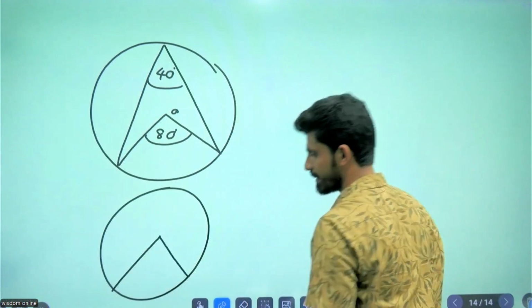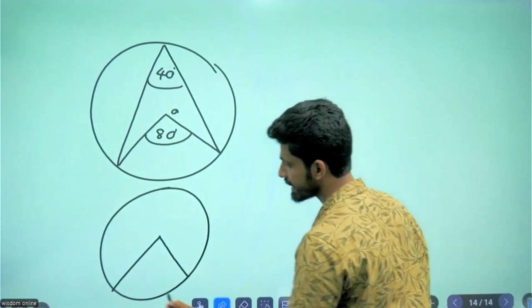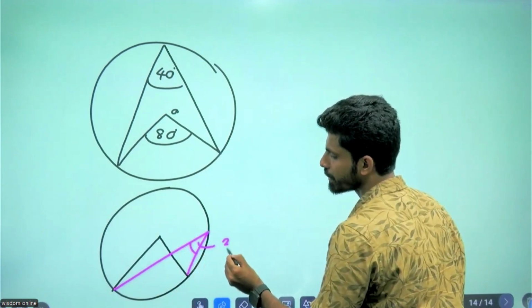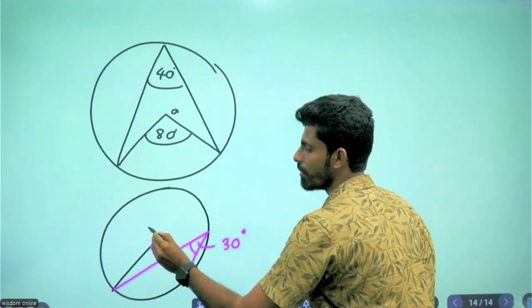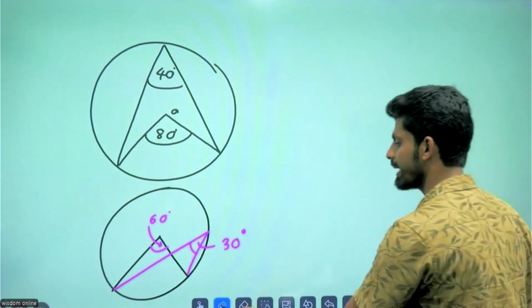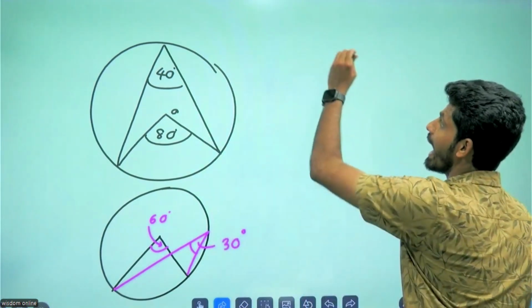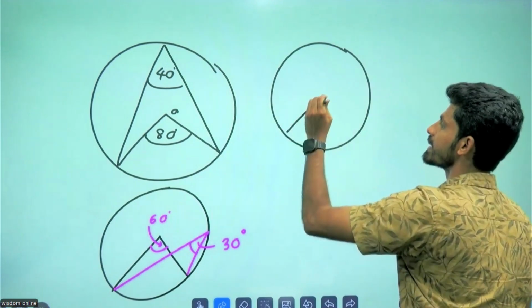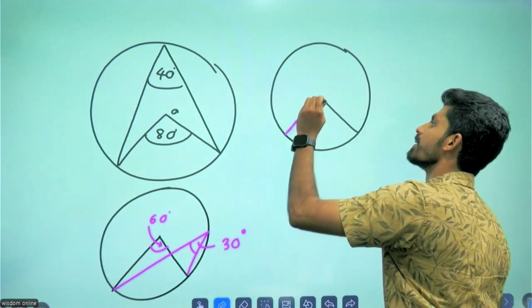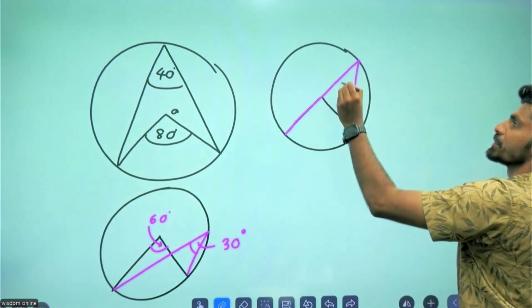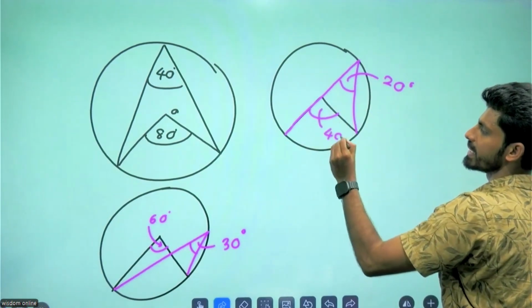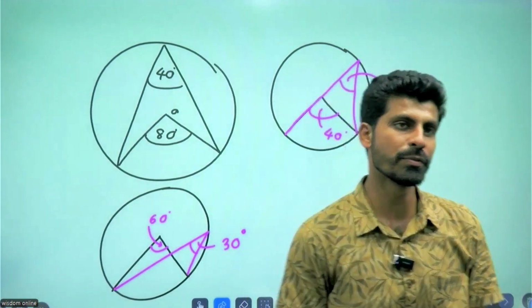Angle at the center, angle at the perimeter. If this one equals 30, the value of this angle equals 60, double, right? Angle at the center and angle at the perimeter. If this one equals 20, this angle equals 40.